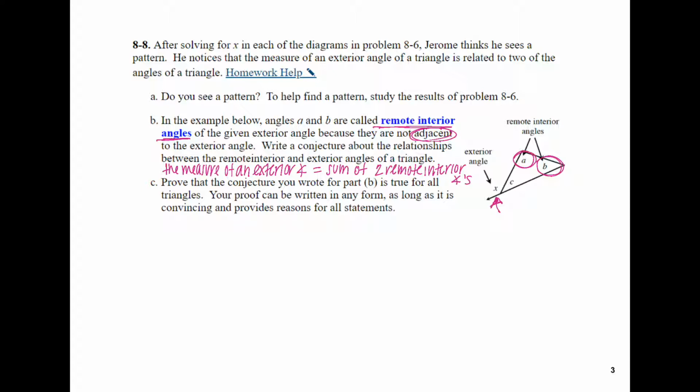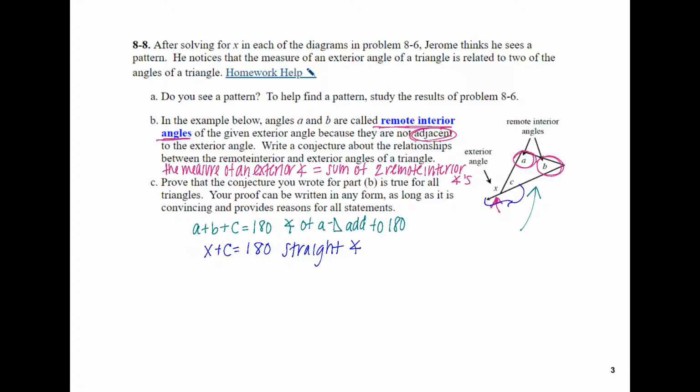So looking at the triangle to our right, we know that if we take angle A plus angle B plus angle C, it equals 180 degrees. So the sum of the interior angles is 180 degrees. We know that if we take angle X plus angle C, that is a straight angle, and that equals 180 degrees.